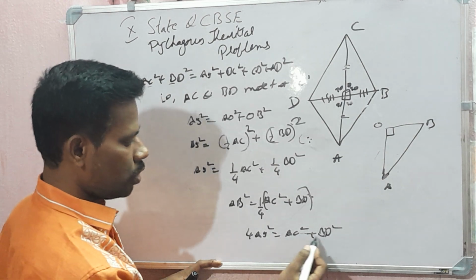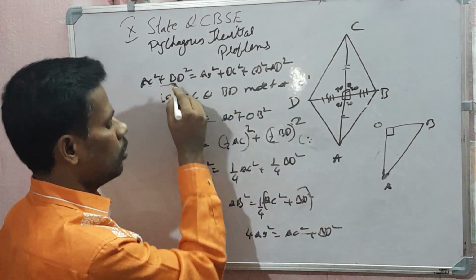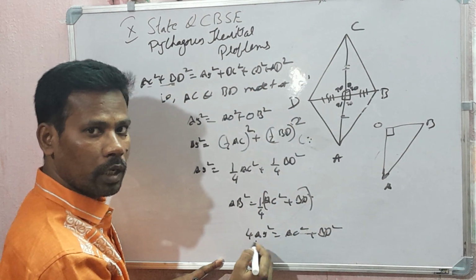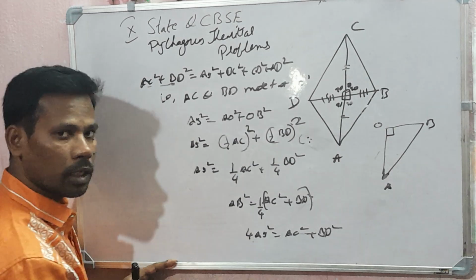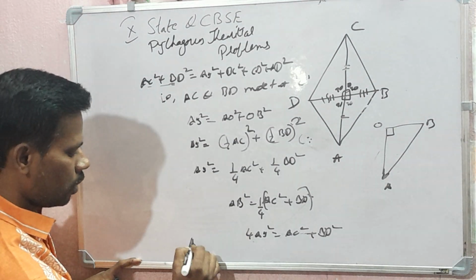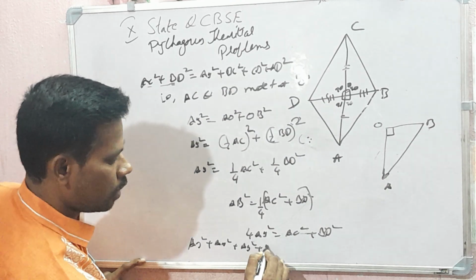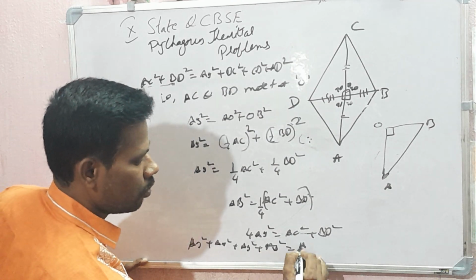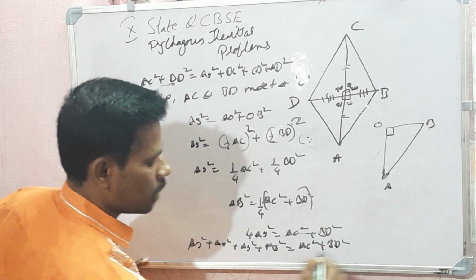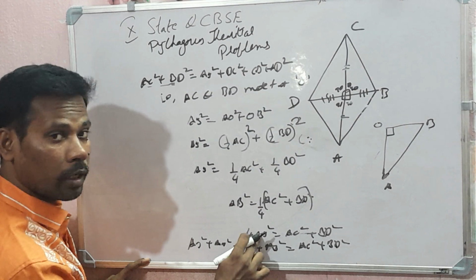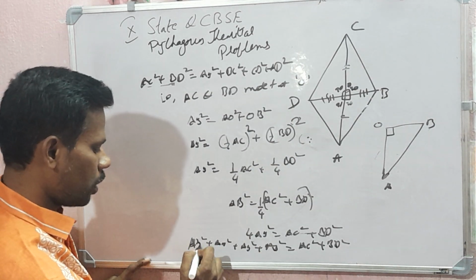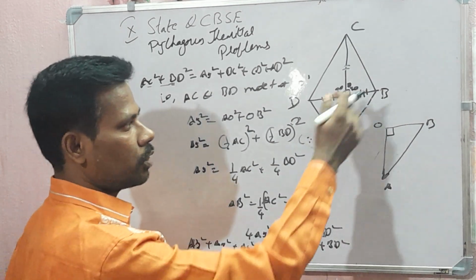Right? So AC square plus BD square. Already we are near to the problem. 4 AB square means 4 times AB square. That means you write down AB square plus AB square plus AB square plus AB square is equal to AC square plus BD square. So AB 4 times, no? But in a rhombus all sides are equal. Do you agree with me?